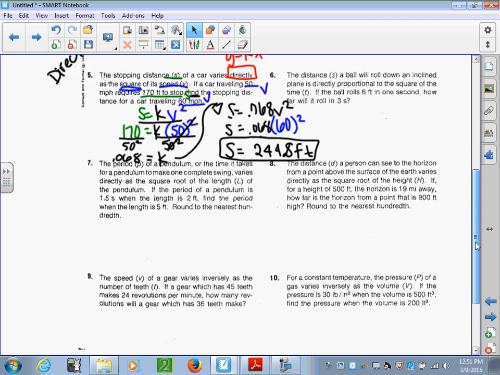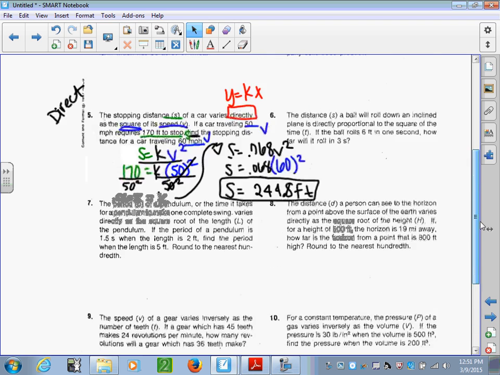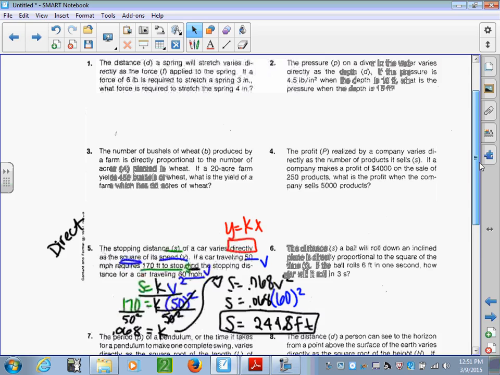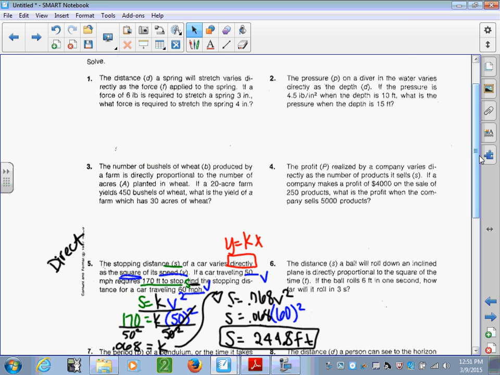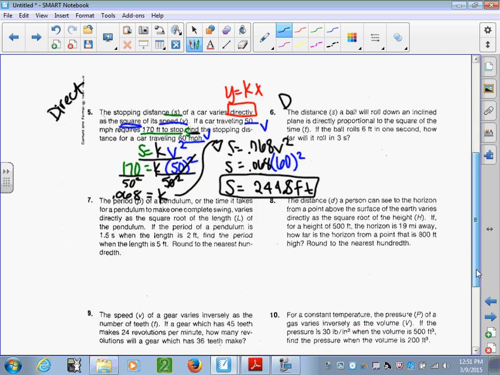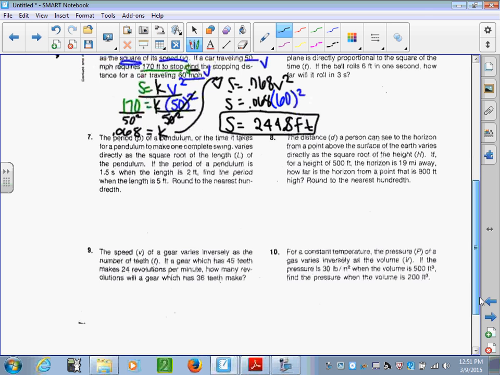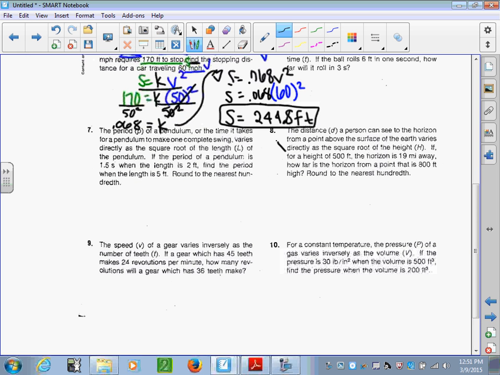Alright, let's do number 9. So direct variation, if you're in my class, let me just give you a hint. Direct variation for your homework problems would be number 2 is direct. I'll put a D next to them. D for direct. 2 is direct. 4 is direct. 6 is direct. 8 is direct. And that's it.